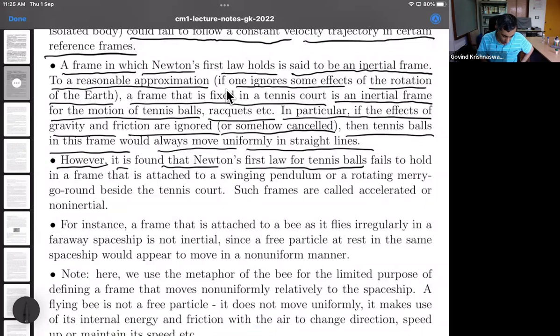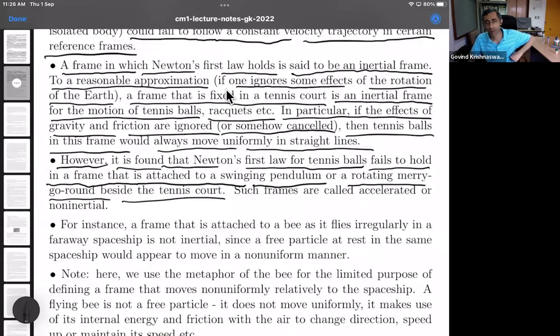But there's a problem. It is found that Newton's first law for tennis balls fails to hold in a frame that is attached to a swinging pendulum or to a rotating merry-go-round beside the tennis court. So let me say a little bit more about this. When I say a frame of a swinging pendulum, I mean I have this fixed frame, my room. Now I consider another frame that is moving relative to that, moving in the manner I am showing with my hands. And I observe the particle from that moving frame. I also observe it from the fixed frame.